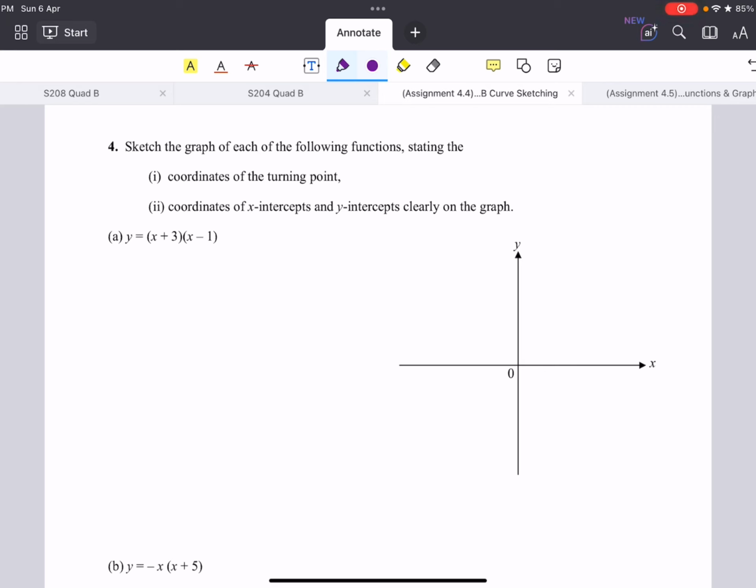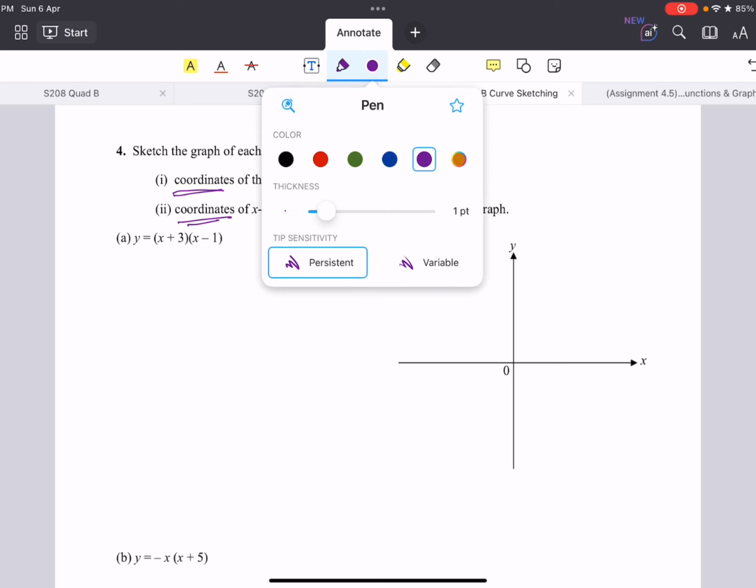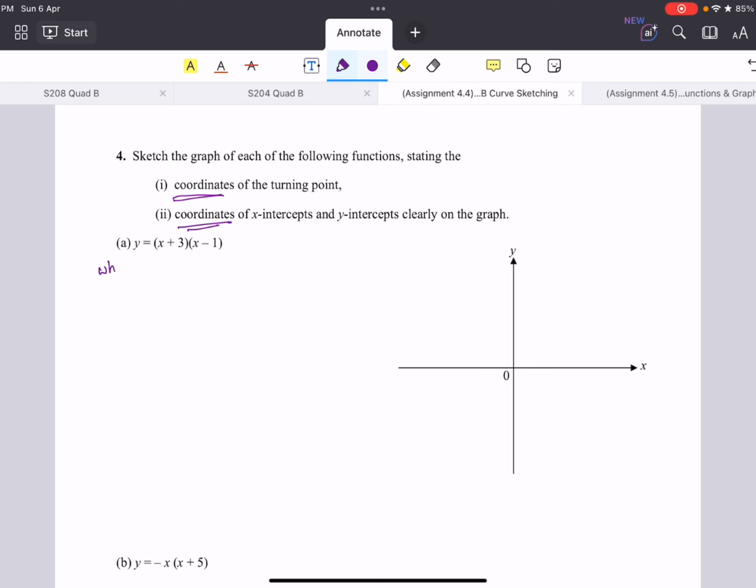So here we have something that's already factorized, and they want us to sketch the graph of each of the following functions, stating the coordinates of the turning point. So remember, this time round we want to fill up the coordinates, right? We've got to write it down. Write down the coordinates. Okay, so follow the instructions accordingly. But before we do that, let's do the usual. When x is equal to 0, y is equal to 3 times negative 1, which is equal to negative 3. So this will be my y-intercept, right? Therefore, we can even write it down: the y-intercept is at the point (0, -3).